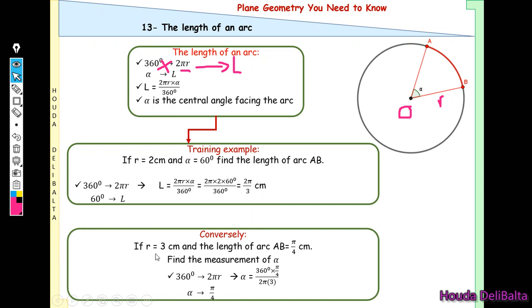Now conversely, if we are given the length of the arc and we have the radius, we can find the measurement of the central angle in degrees.